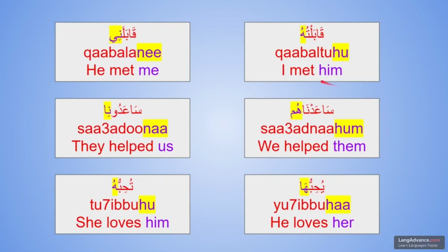To say I met him, قابلته. And then he met me, قابلني. And then we helped them, ساعدناهم. And then they helped us, ساعدونا. And then something like he loves her, يحبها. And then she loves him, تحبه.